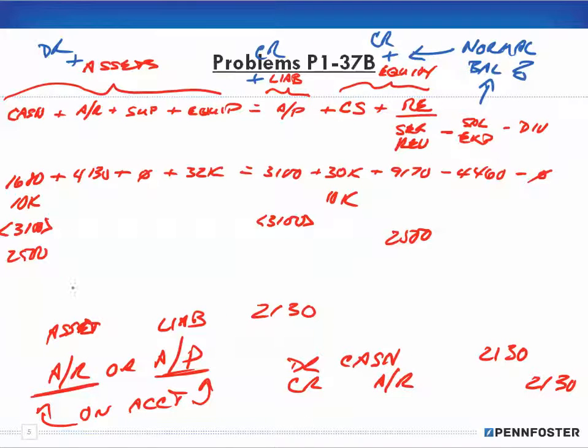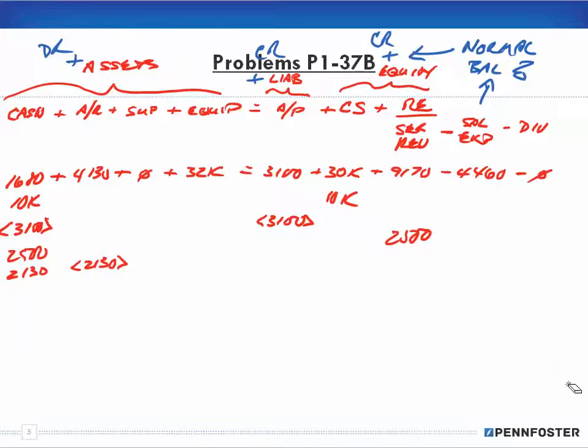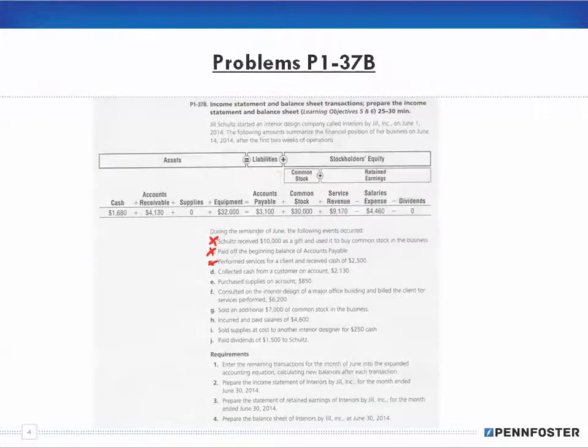I debit my cash and I have to credit my accounts receivable. Now, since my cash is going up by 2130, I put that under my cash column, but my accounts receivable, I am decreasing by 2130, because I have 2130 less in accounts receivable. All right, that's D.